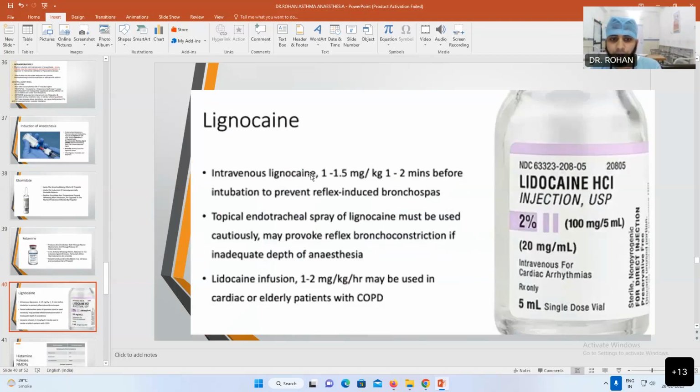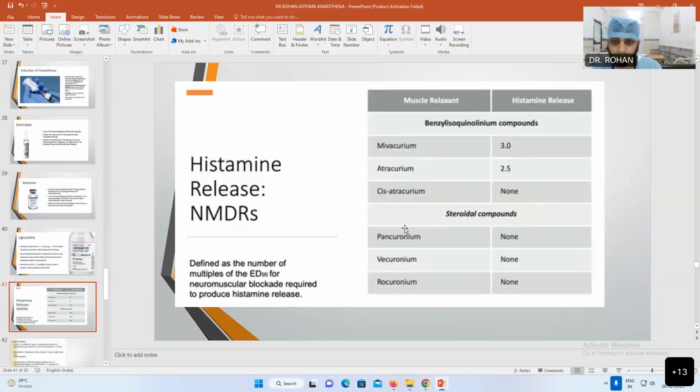We can give intravenous lignocaine 1 to 1.5 mg per kg, 1 to 2 minutes prior to intubation to prevent reflex-induced bronchospasm. Topical endotracheal spray of lignocaine must be used cautiously, or avoided, because it might also provoke bronchoconstriction. Lidocaine infusion 1 to 2 mg per kg per hour may be used in cardiac or elderly patients with COPD.